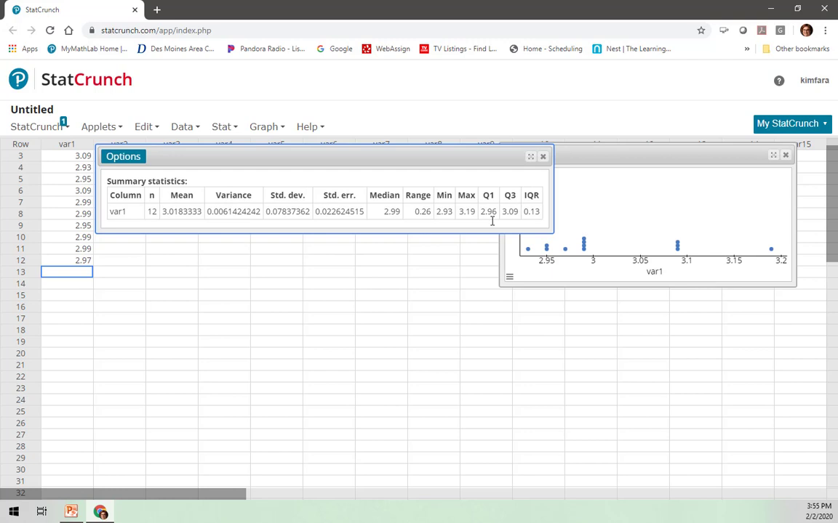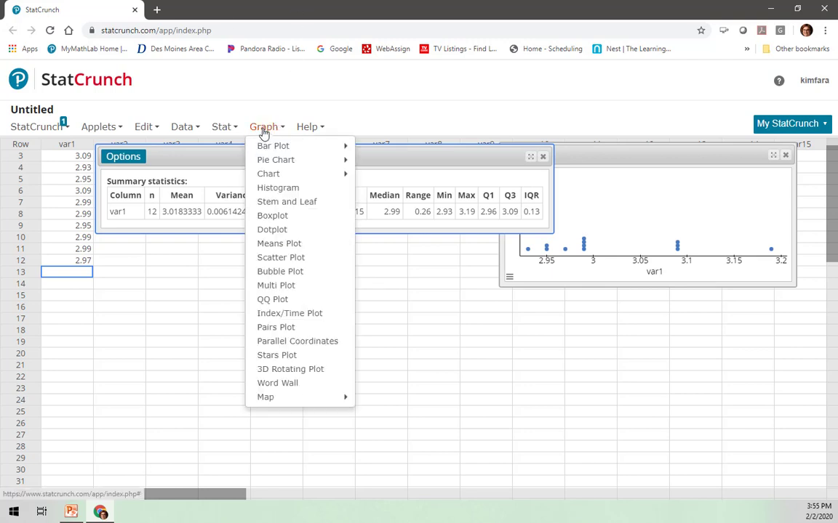Now, I will tell you, don't get upset when your quartile 1 and quartile 3s don't match exactly. Different technology uses different rules. We leave the median out. Some algorithms don't, but you'll be close enough. All right?